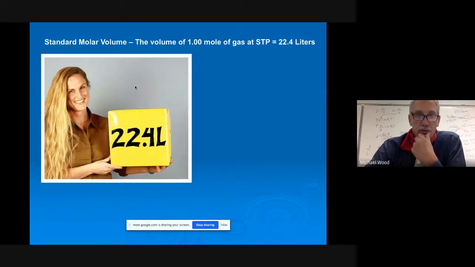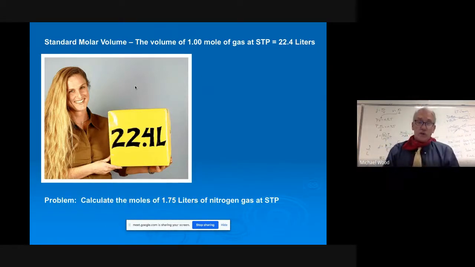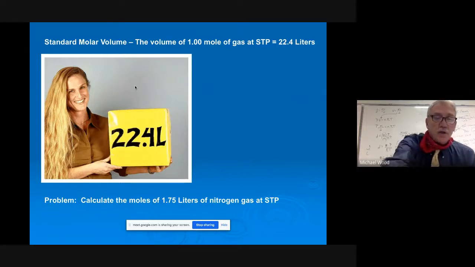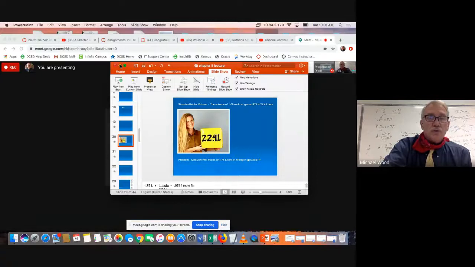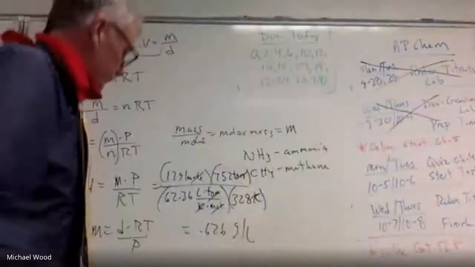Standard molar volume. And so here's a thing again from first year chem, standard molar volume. The volume of 1 mole of a gas at STP is 22.4 liters. Remember, STP, standard temperature and pressure. So here is a problem that you guys did in first year chem. Calculate the moles of 1.75 liters of nitrogen gas at STP. Okay, so to do this, there's two ways to do this. So let me erase the board here.